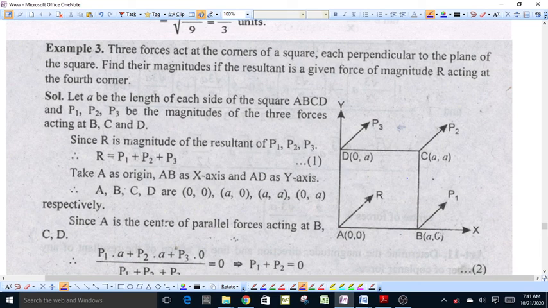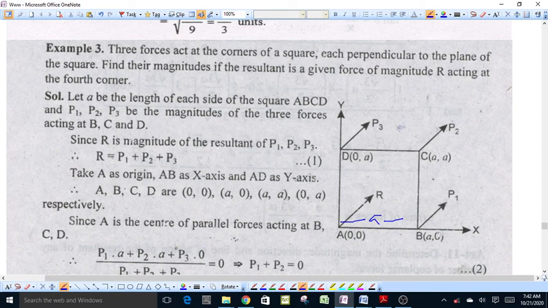Now suppose a resultant acts at the fourth corner. Now we take this fourth corner as origin, and suppose ABCD is the square, and the resultant acts at point A, and all the remaining forces at points B, C and D. Now we take AB as x axis, AC and AD as y axis, and suppose that each side of the square is equal to a.